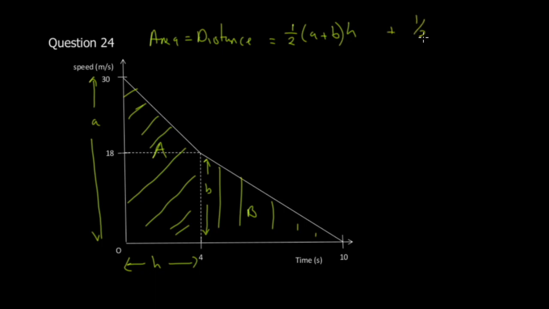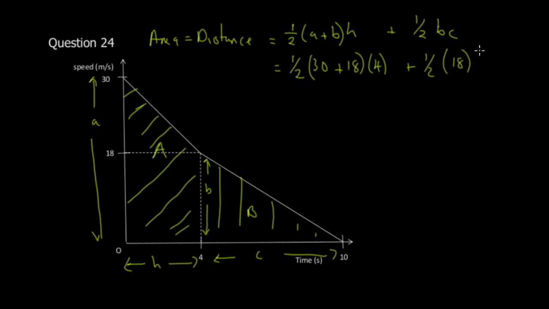So half. Since we already used B, let's call this C. So half base times height. So you'd get half, then A, it's what? It's 30. Then B, it's what? It's 18. Our height is what? It's 4. Then plus half. Our base is what? It's 18. Our C is what? It's from here to here, it's 6 seconds. Be careful there. Don't take the whole thing. It's not 10, it's 6, because you're starting from here to here.